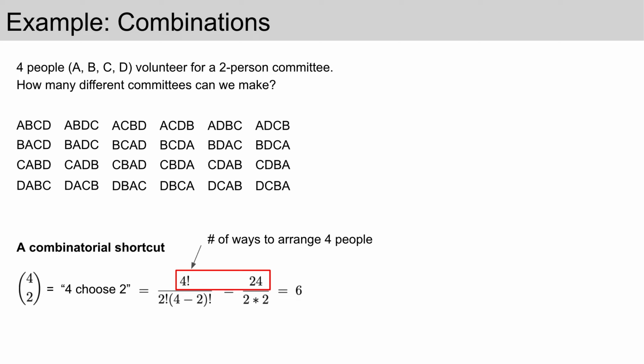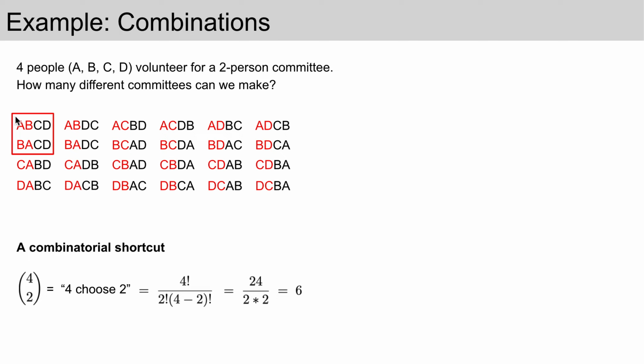First, the numerator counts up the total number of ways that we might arrange the 4 candidates. But we only want committees with 2 people, thus we'll focus on just the first 2 letters. Further, we want to eliminate some of these 24 options. For example, remember that order isn't important. Thus, AB and BA are the same committee.